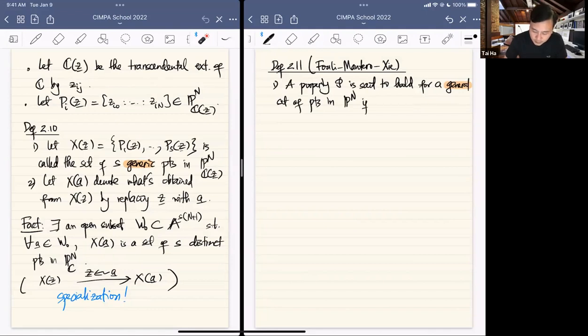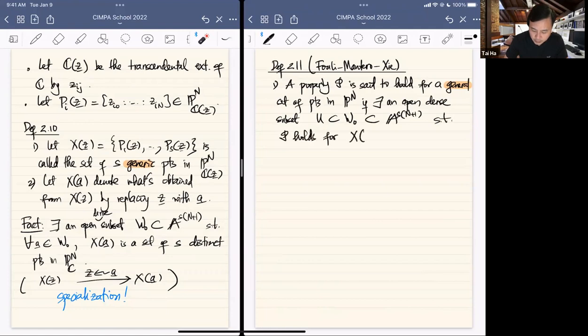if there exists an open dense subset U of my parameter space, or exactly this W0 set, and this is of course inside my parameter space, such that P holds for any specialized set of points if you take A to be in this open dense subset.